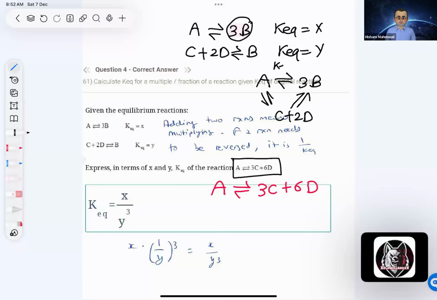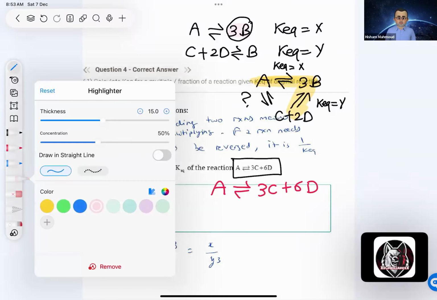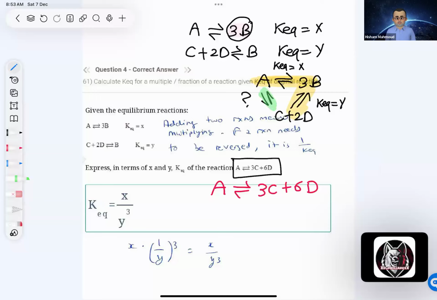So you have this one. What is the K equilibrium of this one? That's equal to X. And this one is equal to Y, but then you have to multiply it by 3. And you need to find this one. How do you find this one? The same like Hess cycle, you add these two together. So add this equation to this equation, you will get the third one, which is A into 3C plus 6D. So I multiplied this by 3, so it will be 3C and 6D.